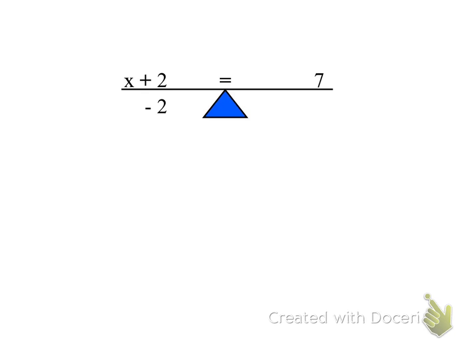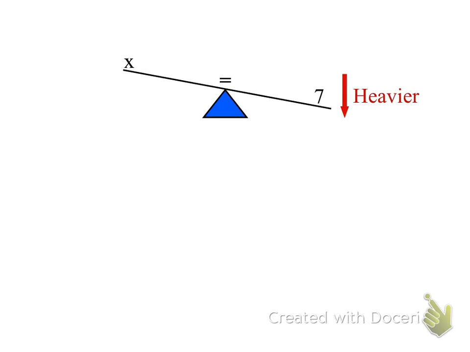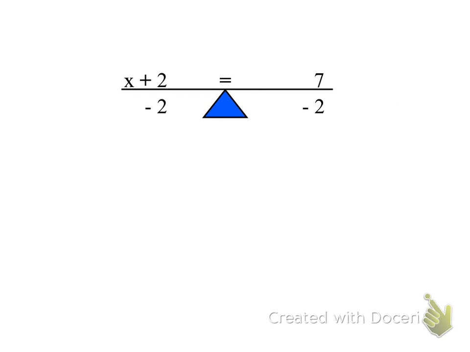If I just subtract 2 from both sides, what's going to happen to my scale? It's going to go down. What's going to go down, the right or the left? The right is going to go down because it's heavier, right? So as long as I do it to both sides, it will stay in balance.